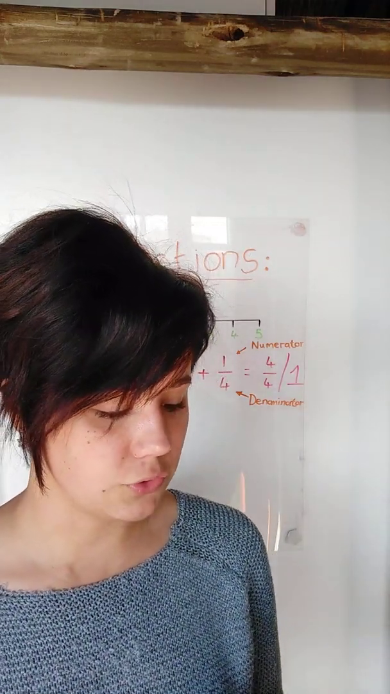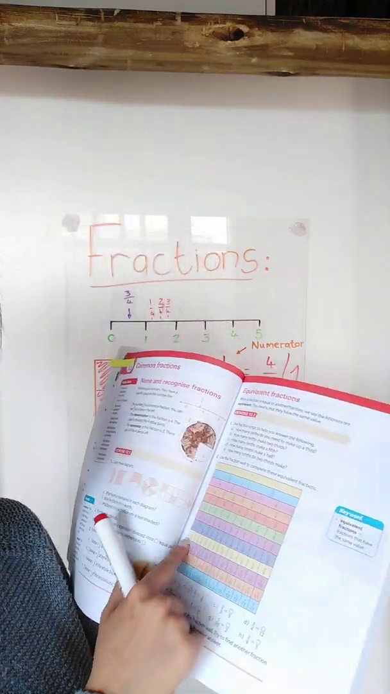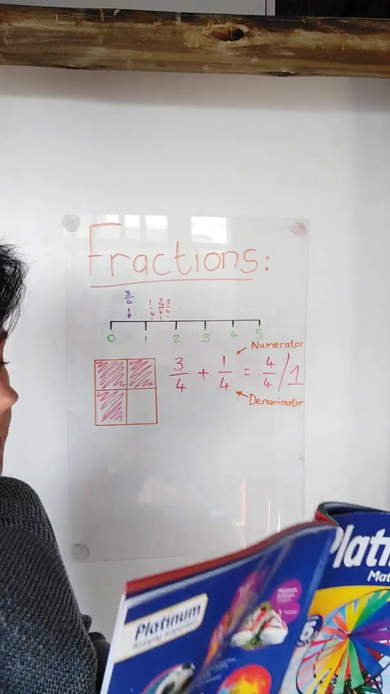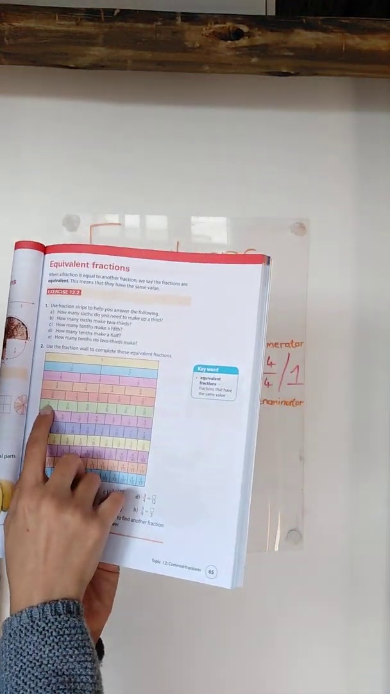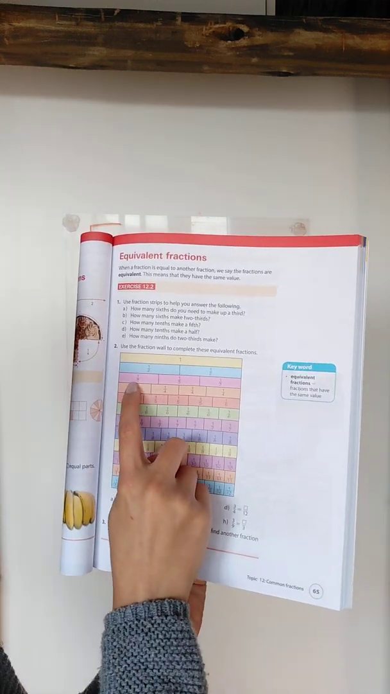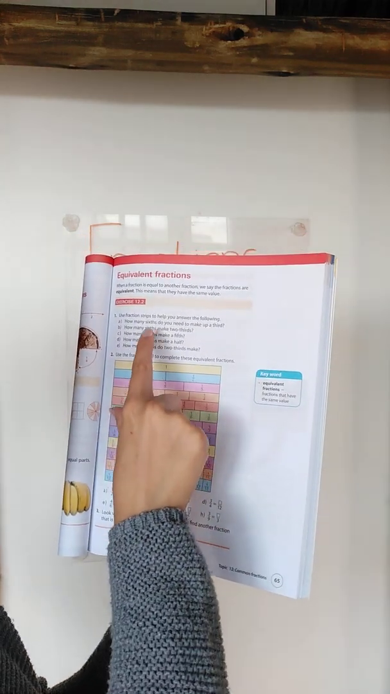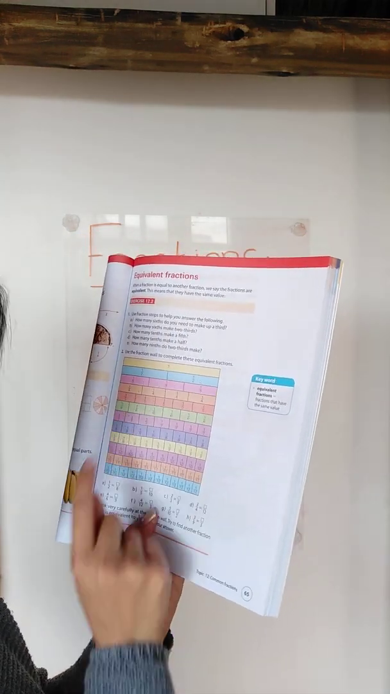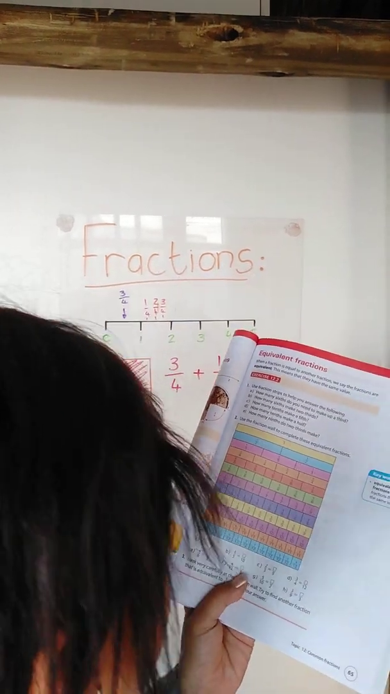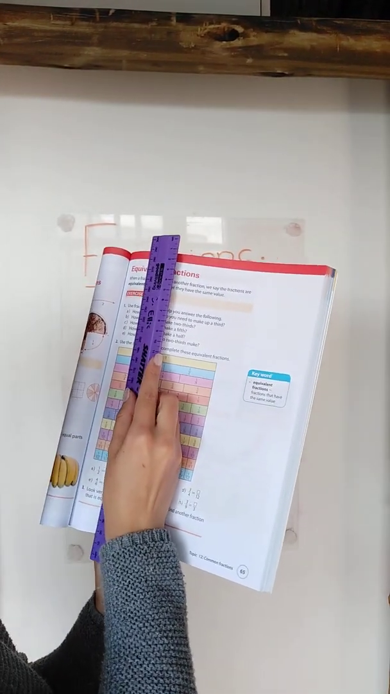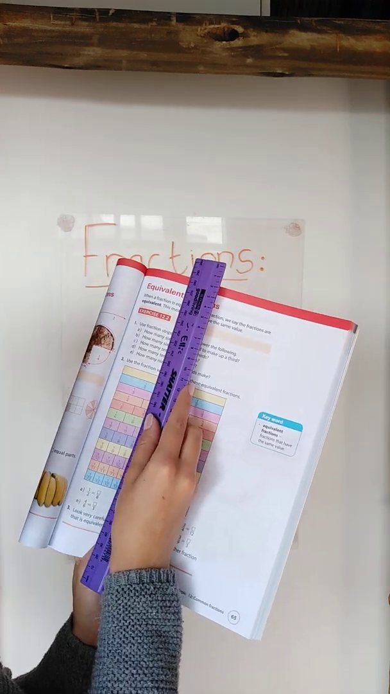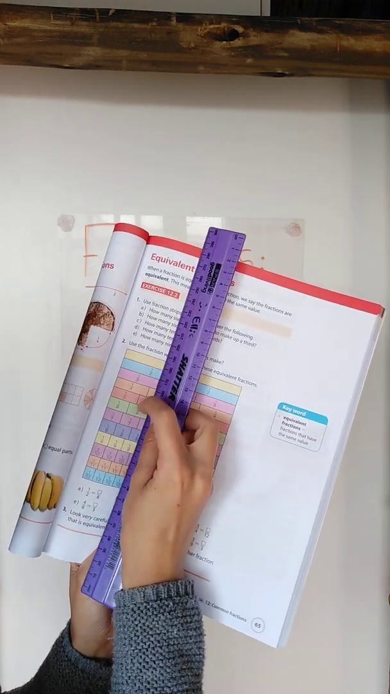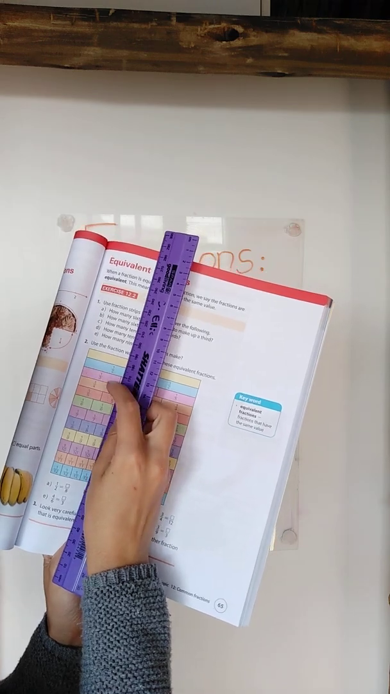Exercise 12.2. You're going to use the fraction wall to answer these questions. Okay. How many sixths does it need to make up a third? Now you're going to see here's the sixths and here's the third. Now how many? 1, 2. You're going to take your ruler and you're going to, there's 1, there's 2 to make up a third. So you only need 2 of them. Do you see? 2 to make up a third.